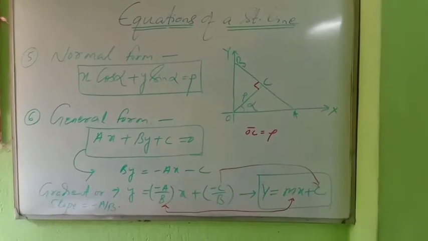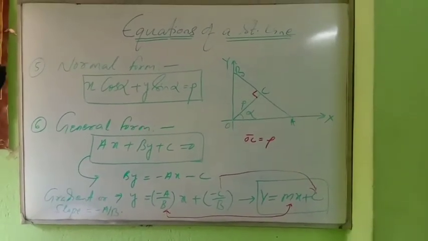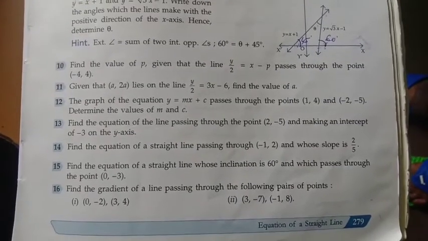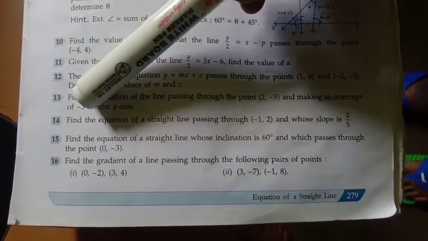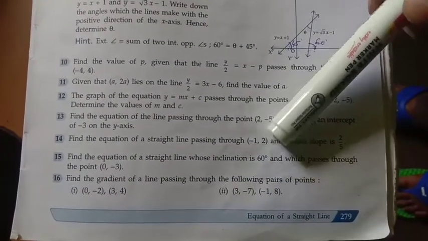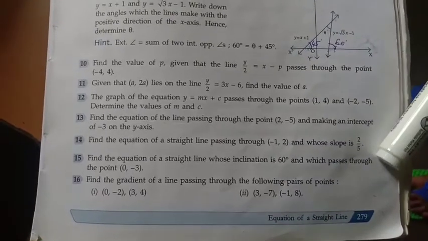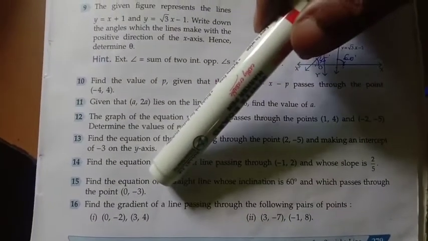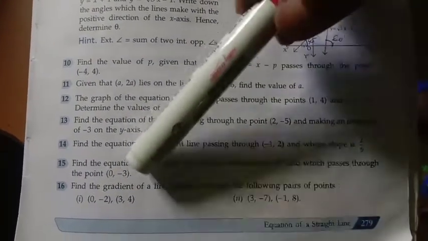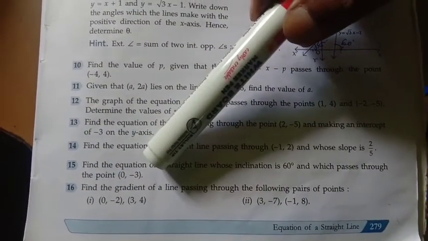Next I am going to do a few sums, 2-3 sums today. Next we will continue the remaining part of the exercise. See, question number 15 I am doing for you. Find the equation of a straight line whose inclination is 60 degrees and which passes through the point (0, -3). That means the angle of inclination and a point are given. You have to find the equation of the line.